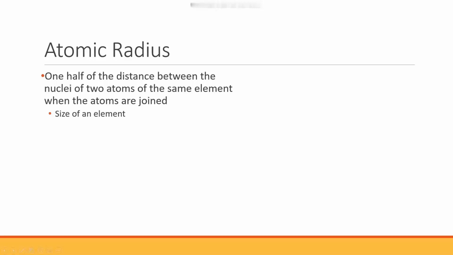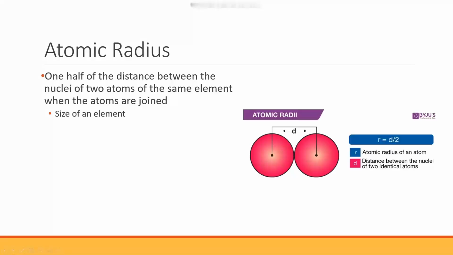So it's basically just how far the nucleus of an element extends to the valence shell of that same exact element. The way that it's measured is you take two of the same exact atom, stick them right next to each other, and measure the distance from both of their nuclei. What you essentially end up getting is a measurement of how large or how wide that element itself is.